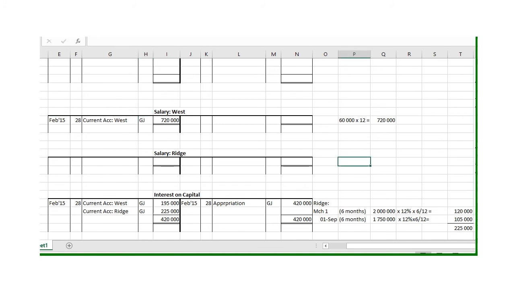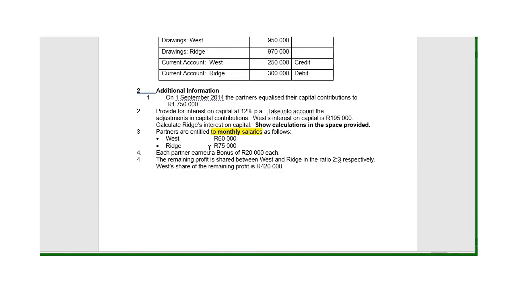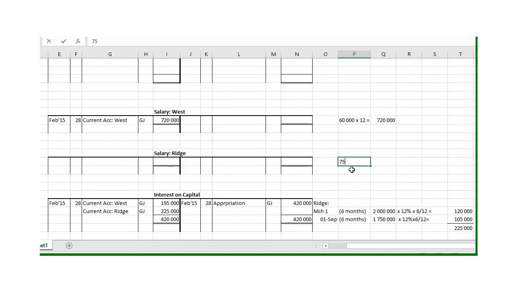Going to do the same for Rich. Rich's monthly figure was 75. So I must simply take 75,000 times 12, and that should give me 900,000. So his salary is 900,000. Same February 2015 on the 28th. It's entitled, so it goes to his current account on the General Journal. Good.